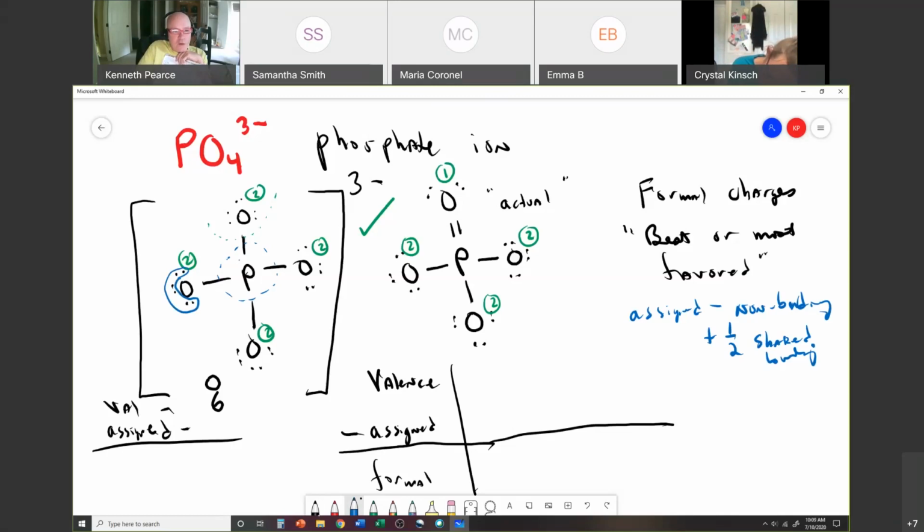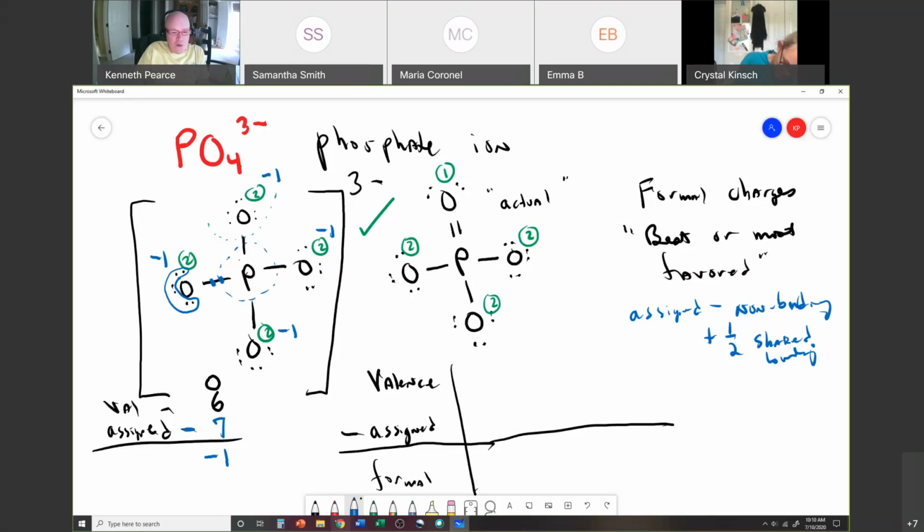But what do we have here? We have 2 electrons that are bonded, and we want half of those because we're going to say one of them goes to one and one of them goes to the other. So that is 6 plus 1 gives me 7, and we're going to subtract off that 7, and we're going to say the formal charge on each one of these oxygens is -1. I'm going to put it in blue.